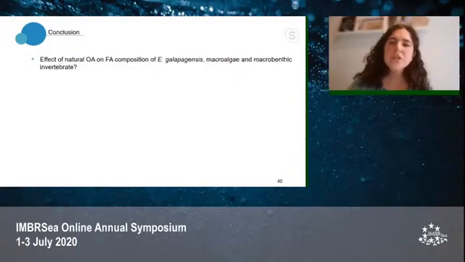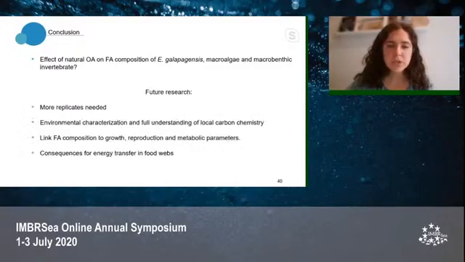So in conclusion, the question of the effect of natural ocean acidification on the fatty acid composition of the sea urchin, Eucidaris galapagensis, macroalgae, and other macrobenthic invertebrates still remains. And to address this question, future research needs more replicates, also a more thorough understanding of the environmental parameters in the sites and of the local carbon chemistry. And also, it would be very interesting to link the fatty acid composition to other parameters such as growth, reproduction, and other metabolic parameters, and also to measure the consequences for energy transfer in food webs.